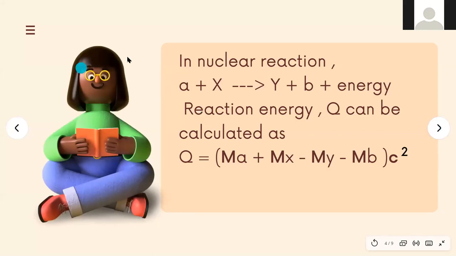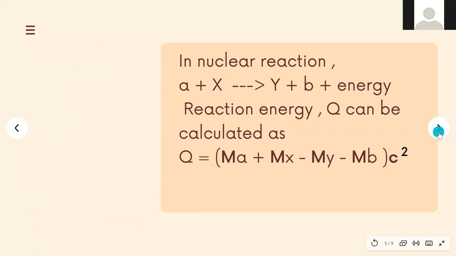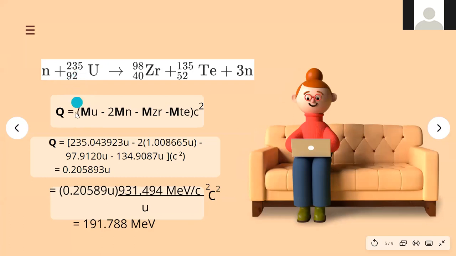As I mentioned just now, that is the first solution. This is the second solution. We can apply Q equals the initial reactants minus the products, times c squared. We just have to apply all the masses given into the equation. After we apply all the masses, this is the finding: 0.205893 u. To eliminate u, we have to put in this constant, and multiply it into this equation. At the end, we find the answer, 191.788 MeV.